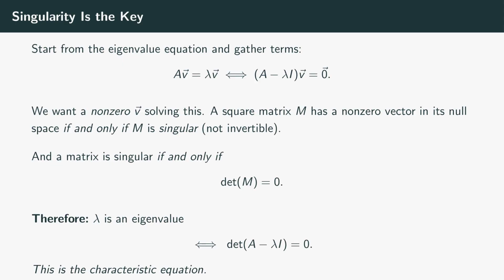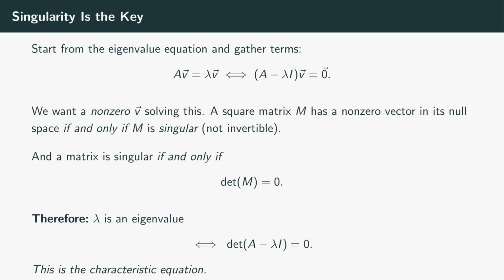Here is the chain of reasoning, and every link is something we have already proved. Start with the eigenvalue equation, A times V equals lambda times V, and move everything to one side, factoring in the identity matrix as we did last time. We get the matrix A minus lambda times the identity acting on V equals the 0 vector. Now, the crucial requirement: we need a non-zero vector V that satisfies this.